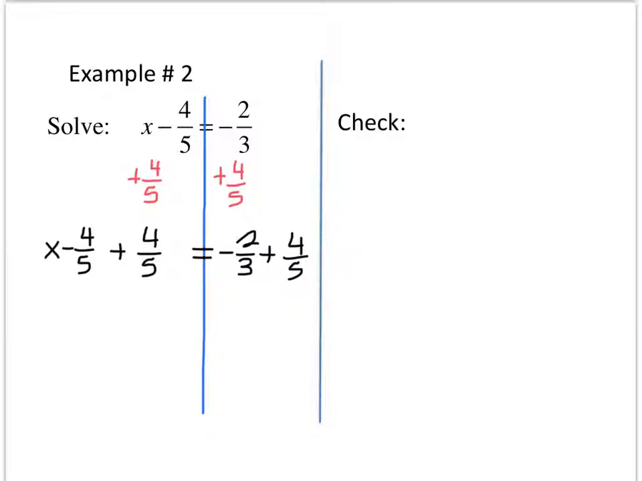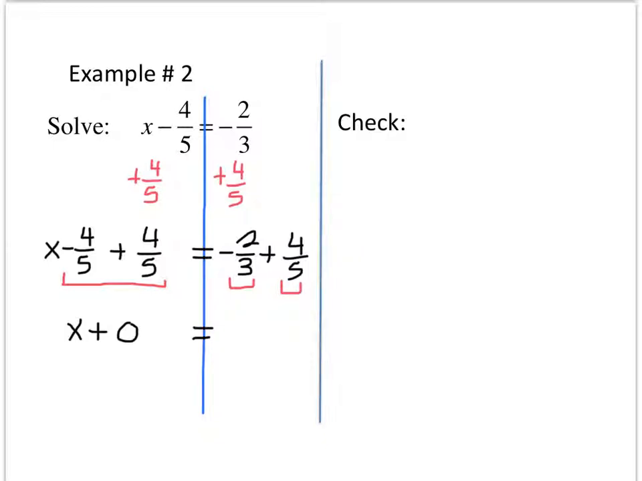Okay, now the left-hand side is actually pretty easy. Because of our nice application of inverses, I notice that negative 4/5 and positive 4/5 simply add to 0. So we're left with x plus 0 here. The trickier part is over here on the right. In order to add these two fractions, I notice that I have two different denominators. I need a common denominator.